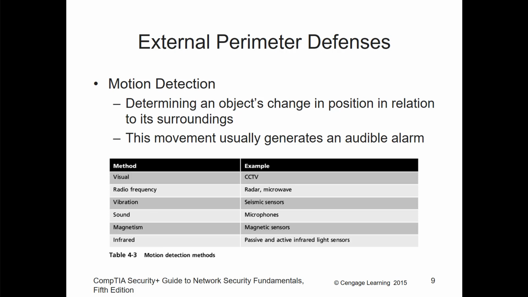Within our motion detection, that's going to be determining an object's change in position in its relative surroundings. Usually this movement generates an audible alarm. So we could be looking at visual, radio frequency, vibration, magnetism, infrared, sound. A great example is World War II. They had mines that were based off magnetism. So as a ship went close to the mine, the fact that the ship was made out of metal caused the mine to actually explode. Radio frequency could be glass breaking. Vibration could also deal with that as well.